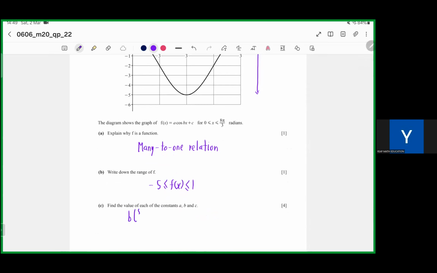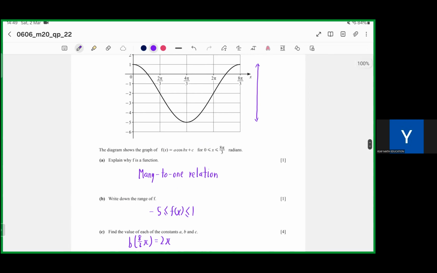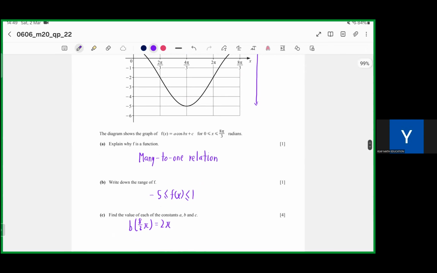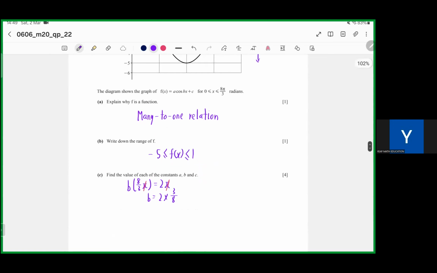For b, 8 over 3 pi equals 2 pi, because as we know, one period completed is 2 pi. So in here we put 8 over 3 pi here. We eliminate the pi, and we get 3 over 4 here.